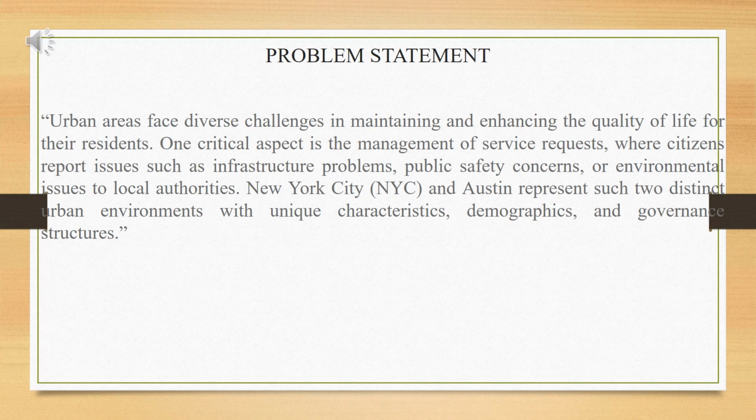Coming to this slide, it is my problem statement. Urban areas face diverse challenges in maintaining and enhancing the quality of life for their residents. One critical aspect is the management of service requests, where citizens report issues such as infrastructure problems, public safety concerns, or environmental issues to local authorities. New York City and Houston represent such two distinct urban environments with unique characteristics, demographics, and governance structures.